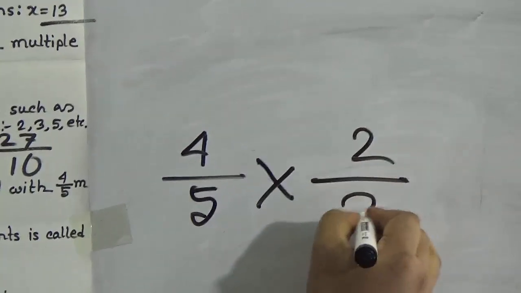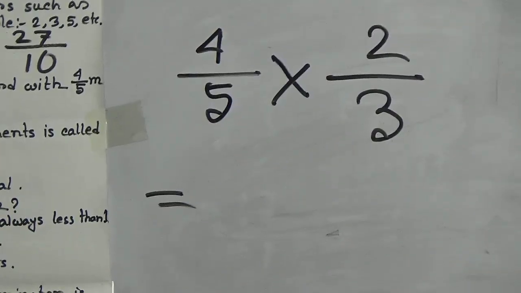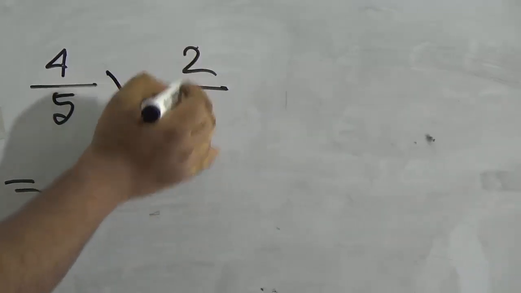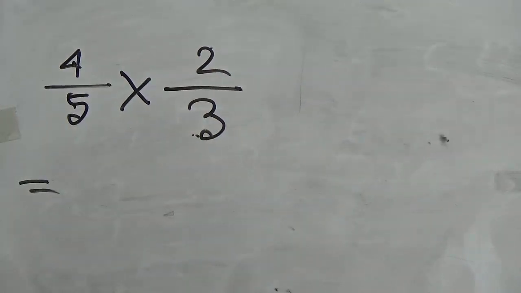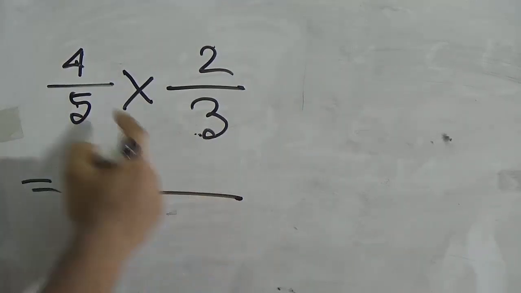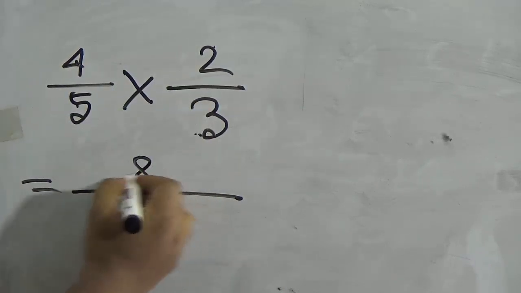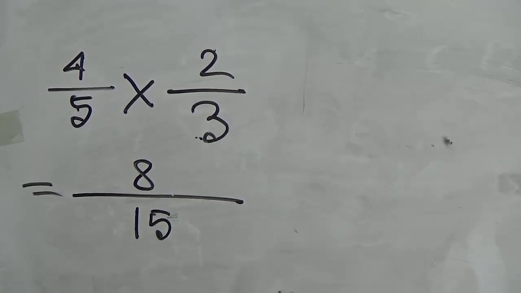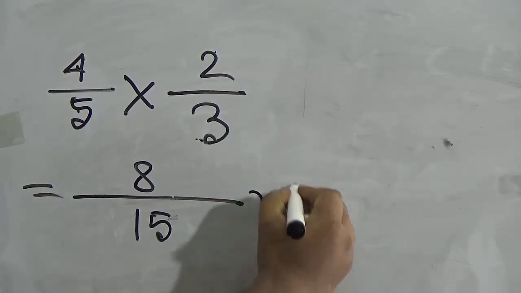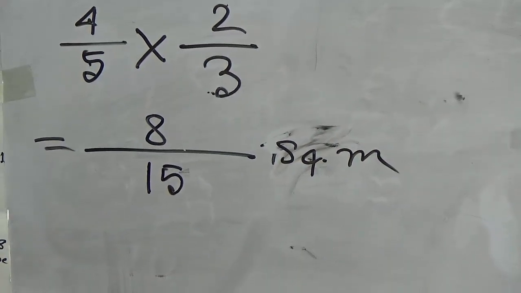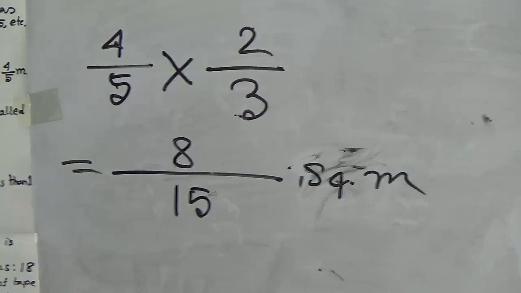Now we multiply these two numbers and we get the answer. That means 4 by 5 with 2 by 3. Students, notice there are no common divisors between 4 and 3, 3 and 2, 5 and 4, and 5 and 2. So we can multiply numerator with numerator and denominator with denominator. That means 4 2s are 8 and 5 3s are 15. As we find the area, the unit will be meter square, or you can write square meter. Okay, 8 by 15 meter square.